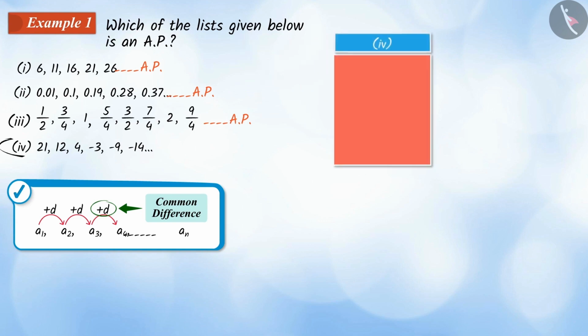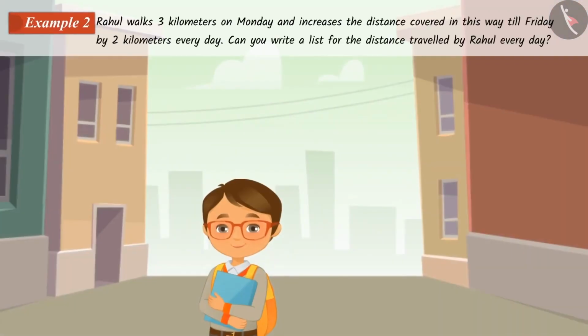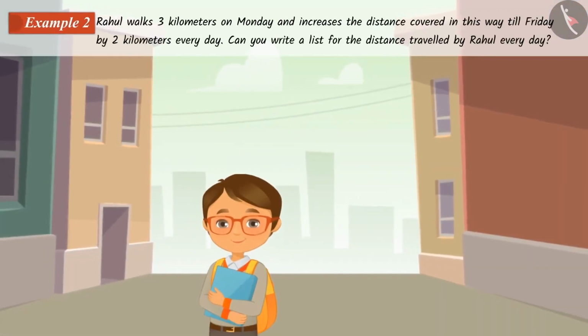On the other hand, because the difference between every two consecutive terms in the fourth list is not the same, hence it is not an AP. Let's look at one more example.